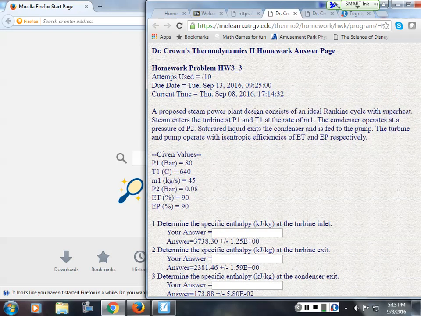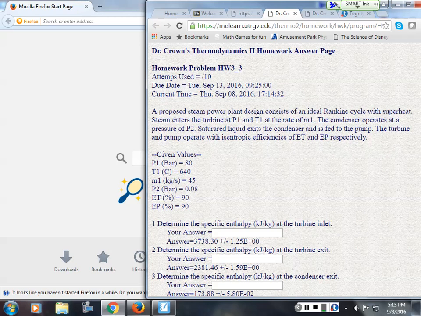Homework 3.3. All right, so this is a steam power plant, ideal Rankine cycle with superheat. I'm given the pressure and temperature at the inlet, and the mass flow rate. I'm given the condenser pressure, and saturated liquid exits the condenser. That's going to always be the case with an ideal Rankine. It's fed to the pump.